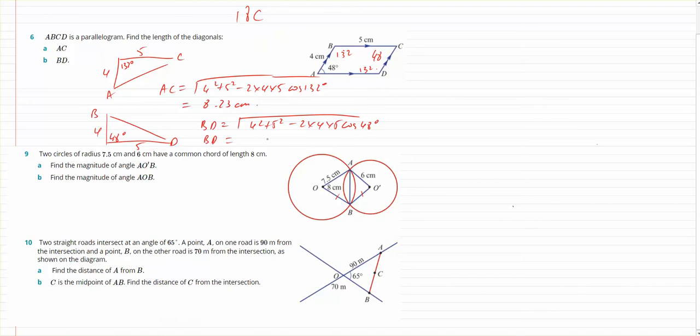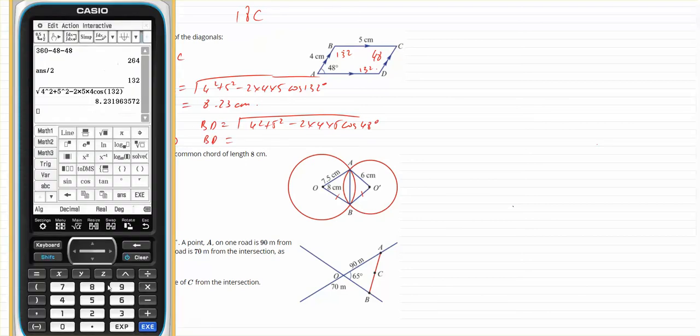Now I can reuse my previous calculation. I just need to edit the angle because everything's the same except the angle. 48. So that's 3.77 centimeters.